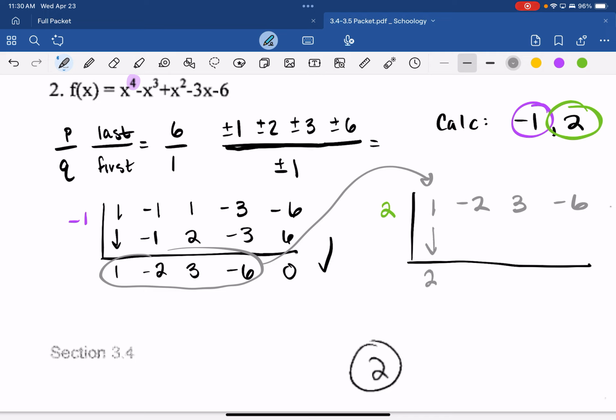All right, so I'm bringing things down. Oh my, what did I do wrong? Oh, I brought the wrong thing down. 1. It's 2.